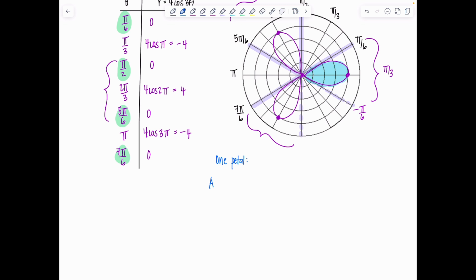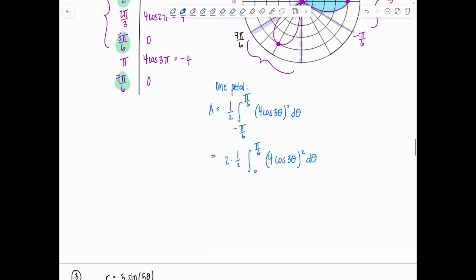the area is going to be 1/2 integral negative pi over 6 to pi over 6 r squared d theta, so 4 cosine 3 theta squared d theta. And then yes, it's symmetric with respect to the x-axis, so we can just double it, 2 times 1/2, and then go 0 to pi over 6, 4 cosine 3 theta squared d theta. Good? Okay, then these cancel out.